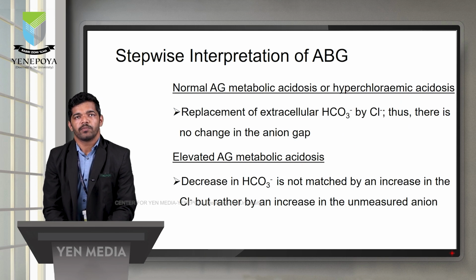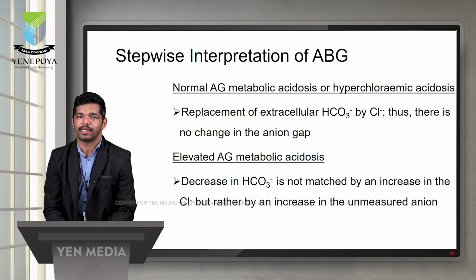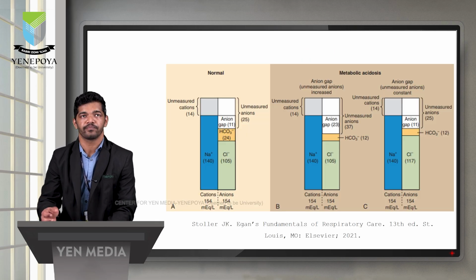So normal anion gap metabolic acidosis, also called hyperchloremic metabolic acidosis, is the replacement of extracellular bicarbonate, that is, whatever bicarbonate is lost will be replaced by chloride. And in elevated anion gap metabolic acidosis, the decrease in bicarbonate is not matched by an increase in chloride, but rather by an increase in unmeasured anions. So in elevated anion gap metabolic acidosis, fixed acid deposition will be seen in the system.